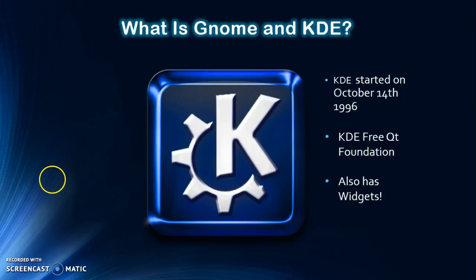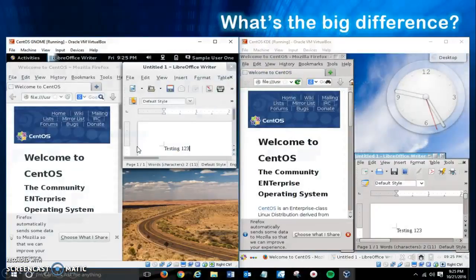Okay, so big difference. Looking at this screen, the big difference is there's a roadmap down here on this one, and there's a clock on this one. Other than that, they look almost identical. GNOME actually has its menu bar up top, which you can move, I believe, on either of them. I'm not super sure about GNOME, but I know for sure you can move the bar on KDE.